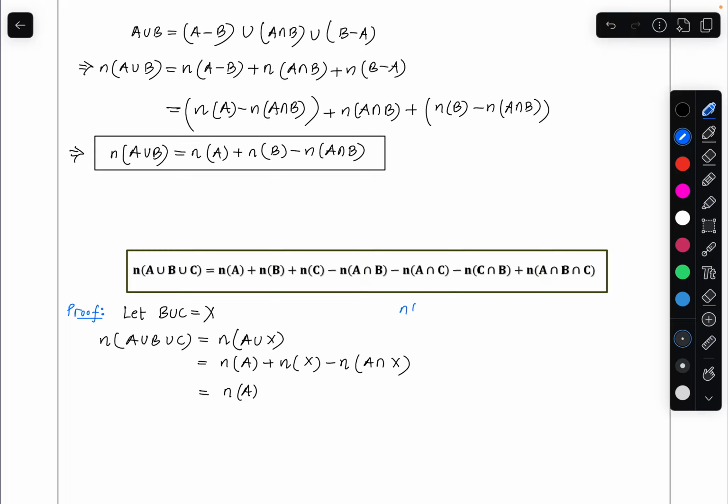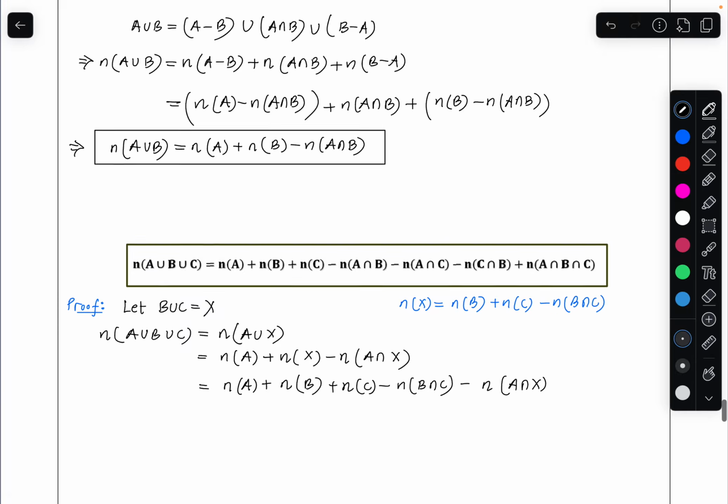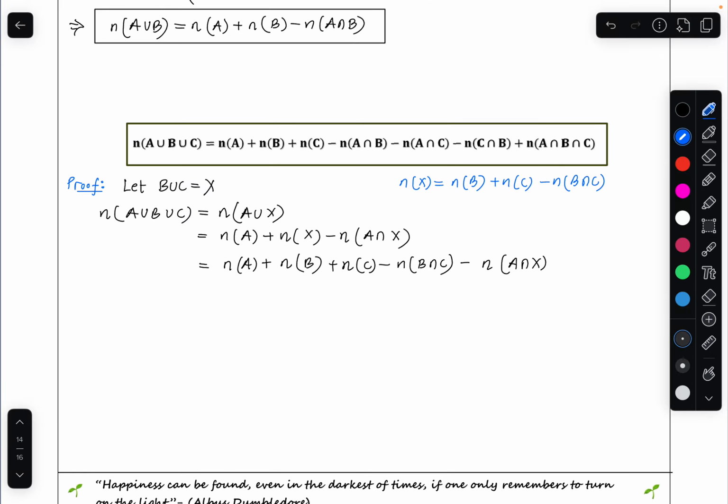And then the number of elements in X is simply the number of elements in the union of B and C. So it's going to be the same as number of elements in B plus number of elements in C minus the number of elements in the intersection of them both. That's what I'm going to write here then. Number of elements in X is equal to number of elements in B plus number of elements in C minus the number of elements in the intersection. And lastly, we are supposed to deal with this A intersection X also now. Let me deal with it separately. Number of elements in A intersection X is what I'm looking for.